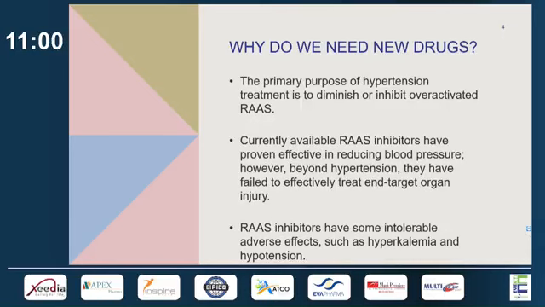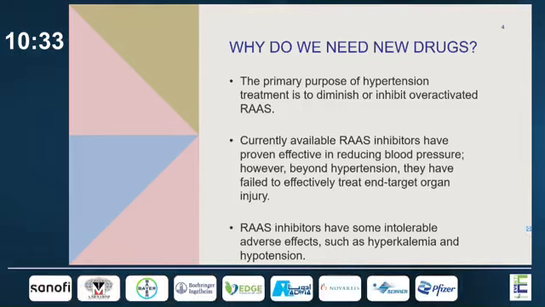So why do we need new drugs for hypertension? The available antihypertensive drugs are very effective. They reduce the blood pressure and they manage a lot of our patients. But their main problem is that their efficacy in the management of end organ injury is limited. And still we have a mortality related to hypertension which we want to decrease. Also, the RAS inhibitors, which are the mainstay of management of patients with hypertension, have some adverse effects, mainly related to hyperkalemia and hypotension.